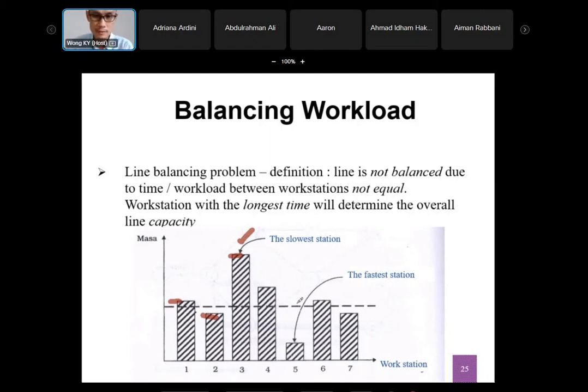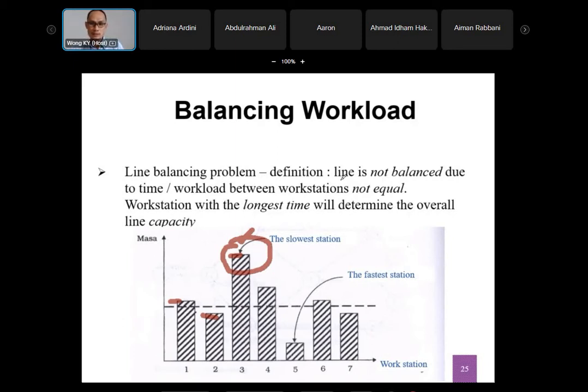Right? So if you look at this, what you can say is that the line is actually not balanced. It's not perfectly balanced. If a line is perfectly balanced, then every workstation should have roughly the same cycle time. But this is not the case. You can see the cycle times are very different across workstations, and because of that, this line is not balanced. Also because of that, the capacity of this whole assembly line is determined by this bottleneck workstation.